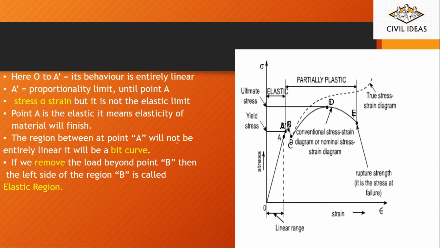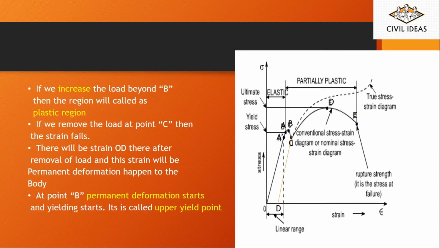The region after point A will not be entirely linear. It will be a bit curved. It won't be linear. If you remove the load at point B, here is the point B, then this whole region to the left is called the elastic region. Now if you increase the load beyond B, the region beyond B is called the plastic region. Here it is elastic and the right side is the plastic region.